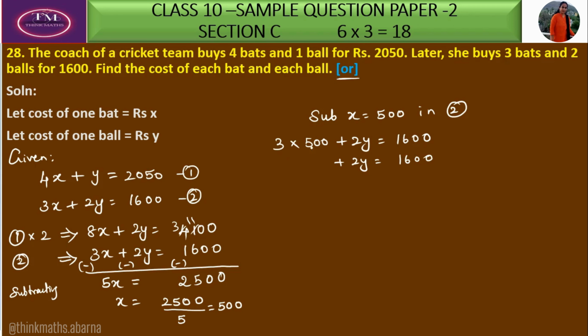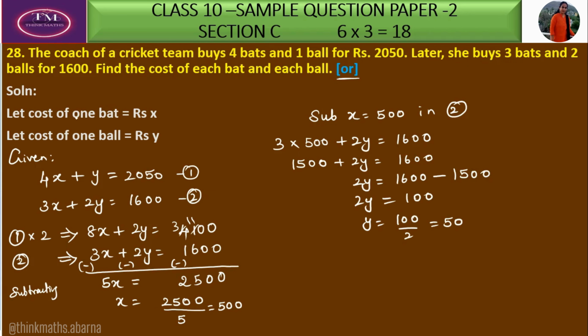So 3 into 500 plus 2y equal to 1600. So 3 5s are 15, so 1500. Now 2y will be equal to 1600 minus 1500. This is positive, so it will become negative. So 1600 minus 1500 is 100. So 2y is equal to 100. y will be equal to 100 divided by 2, which is 50. So x is equal to 500, y is equal to 50.